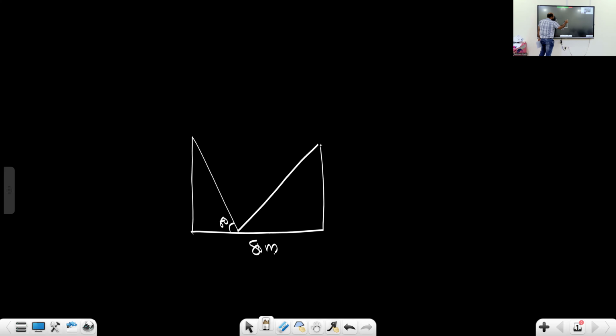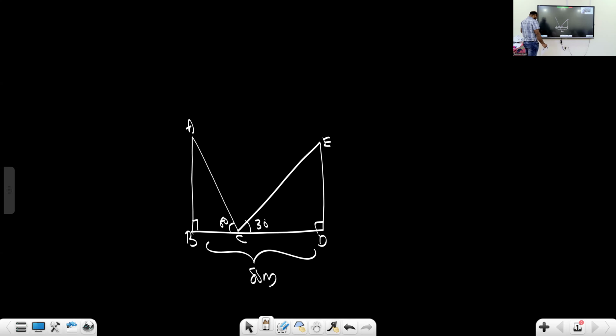First, draw the diagram A, B, C, D, E. This distance is 80 meter. Draw the diagram with 80 meter. Diagram marks will be there, don't miss it. Both the poles are equal in height, H.